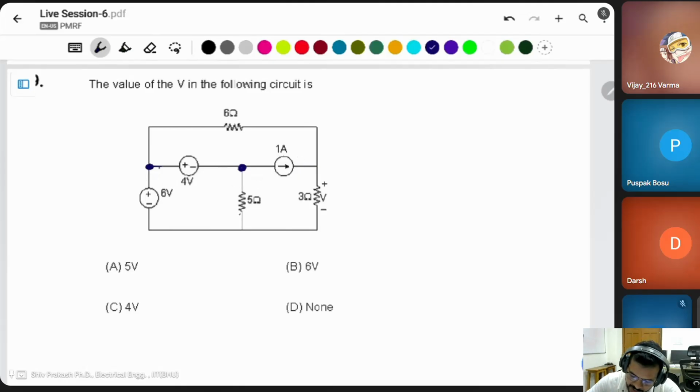You can apply KVL here also. Here also there are a lot of loops. Three loops, you can check the three loops in this question. But you have to minimize, taking as few equations as possible to solve, because solving equations takes time. That's why try to take as few equations as possible to solve this.